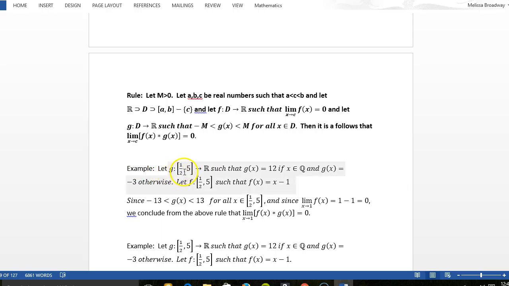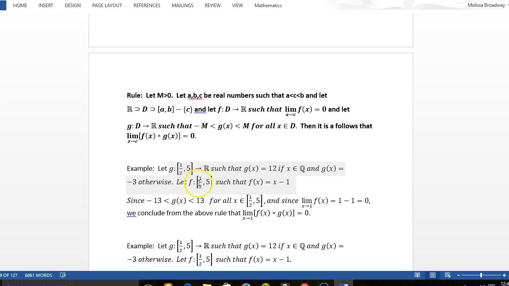Let g be a function on the closed interval from 1/2 to 5 into the reals, such that g of x equals 12 if x is rational, and g of x equals -3 if x is irrational. So g is not a nice function at all. In fact, if c is any number, the limit as x goes to c of g of x will not exist. g is not infinite at all, but notice that doesn't mean it's pretty. g is a very weird function. It just doesn't get big.